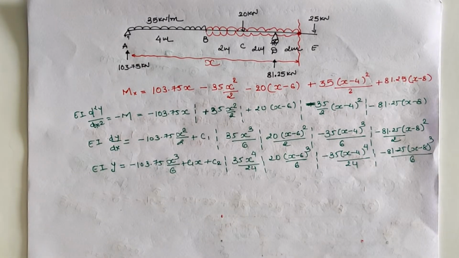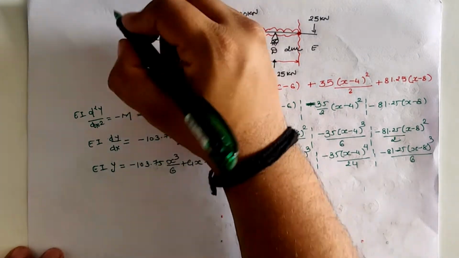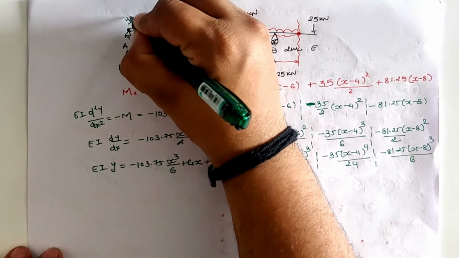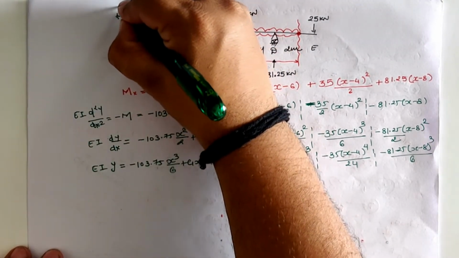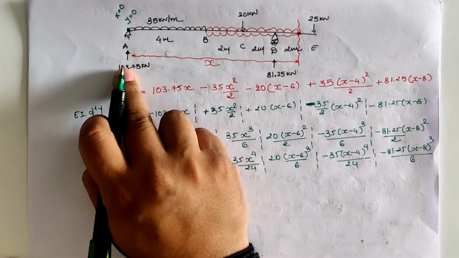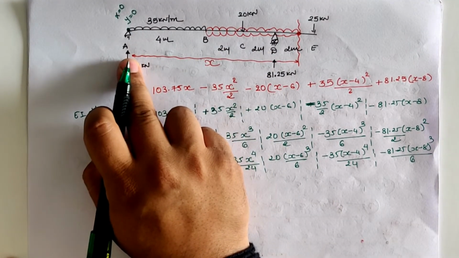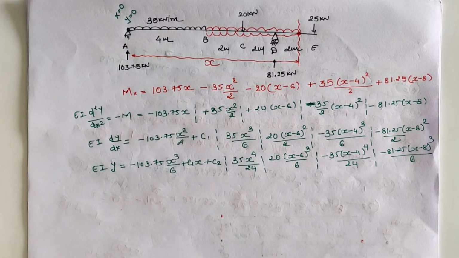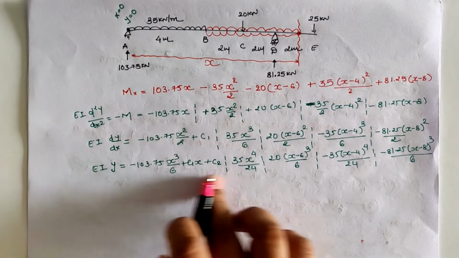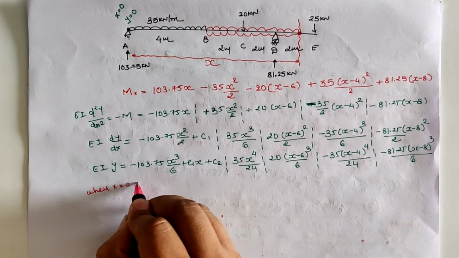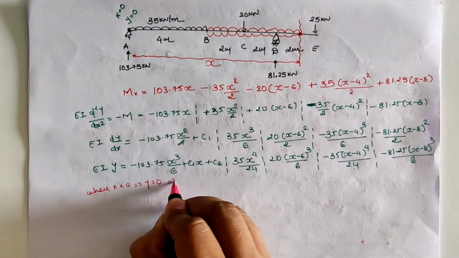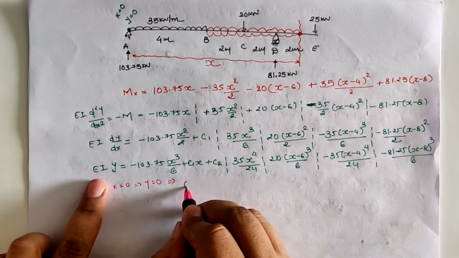Now we have to calculate the integration constants c1 and c2 using the boundary conditions, and we know that at location A our deflection is 0 and at this location our value of x is 0, as A and origin both are at the same place. So let us put the value x equal to 0 in the second equation. So our value for y is 0.